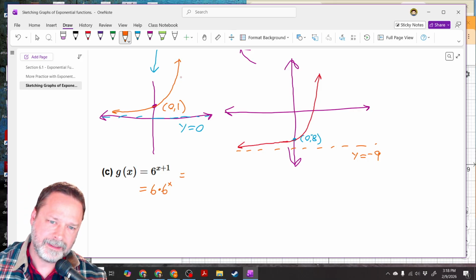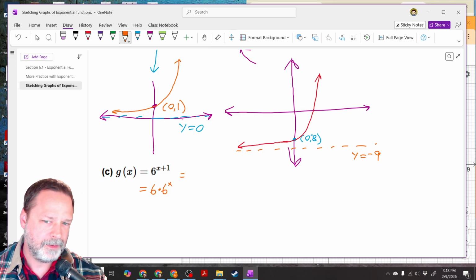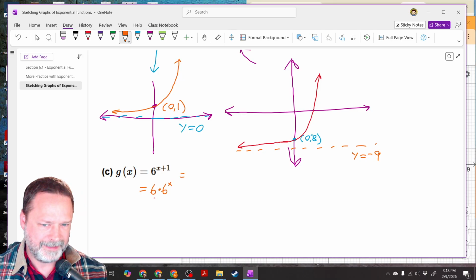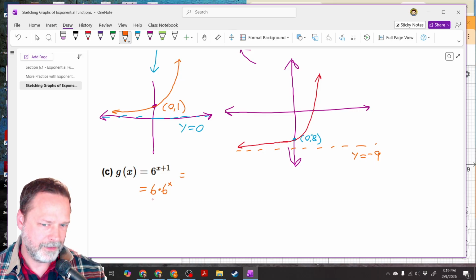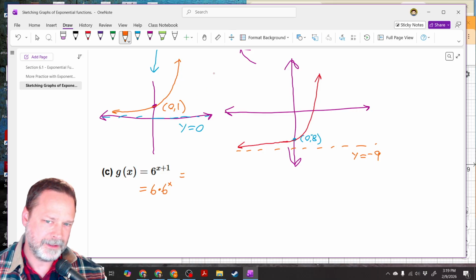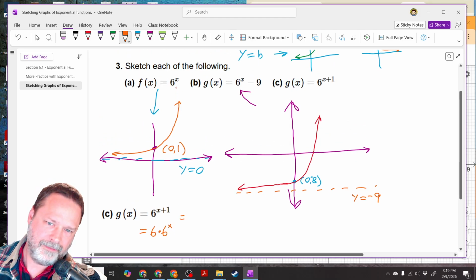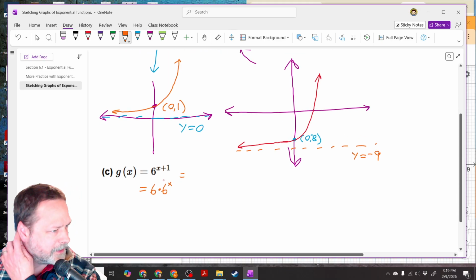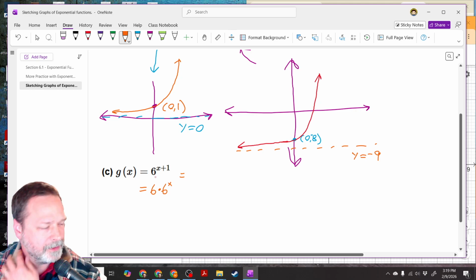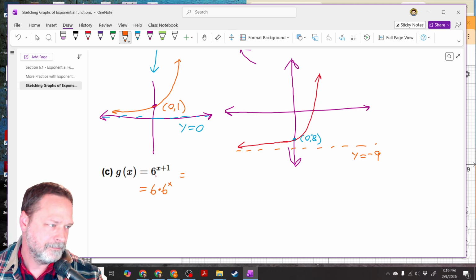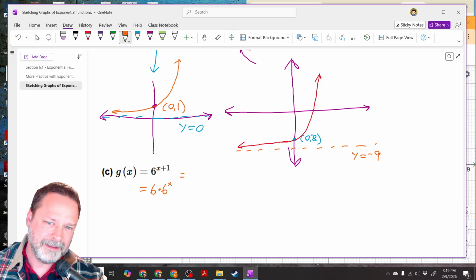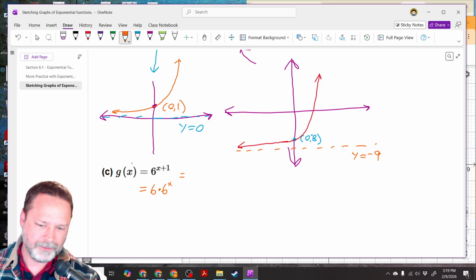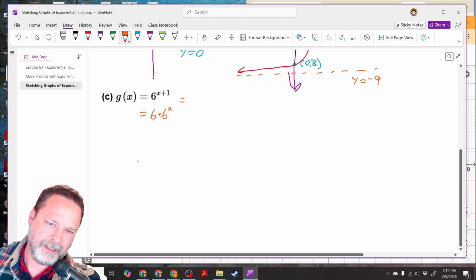So what am I doing now? I'm taking 6 to the x, which is the sketch up here, and I'm multiplying every single point by 6. If I made a table of 6 to the x, all I'd have to do is take every y value of that table and multiply it by 6. So all the values are going to be a little bit higher than this. And I think we'll take a look at this in GeoGebra at the end of this.